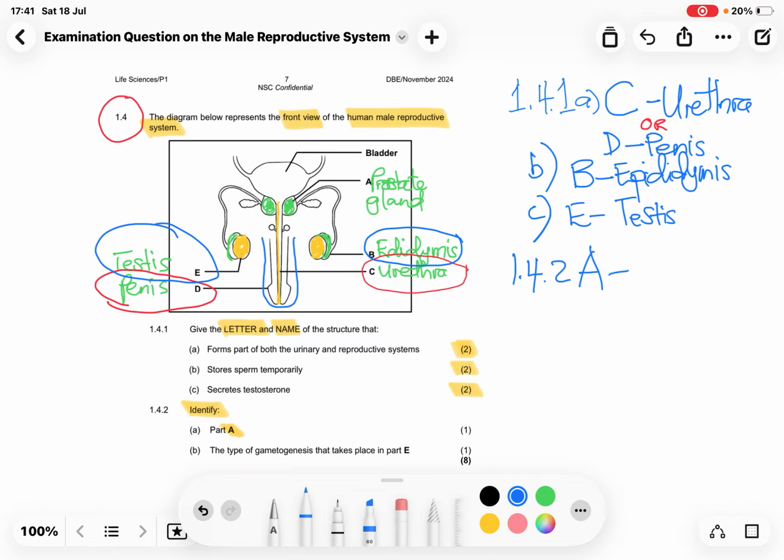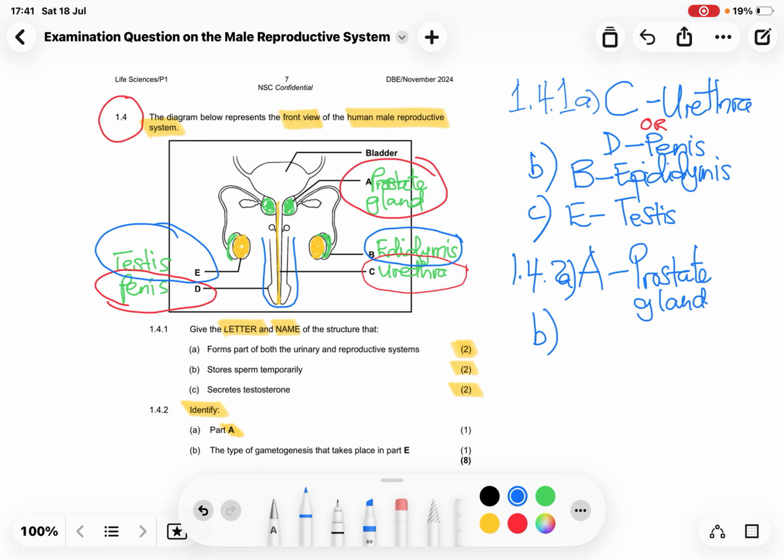We go back to our diagram, and our part A is this one, the prostate gland. So we simply take it from our diagram and we write it here, prostate gland. Right? Now that's our part A. Let's write it this way. Then part B.